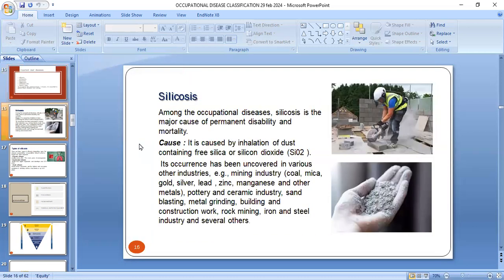Silicosis. Among the occupational diseases, silicosis is the major cause of permanent disability and mortality. It is caused by inhalation of dust containing free silica or silicon dioxide. Its occurrence has been uncovered in various industries, like the mining industry: coal, mica, gold, silver, lead, zinc, manganese, and other metals; pottery and ceramic industry, sandblasting, metal grinding, building and construction work, rock mining, iron and steel industry, and several others. Here are pictures showing the silica dust originating from the grinding of rocks.